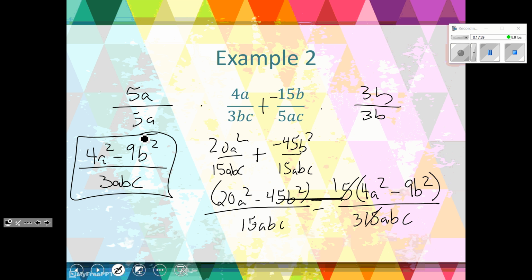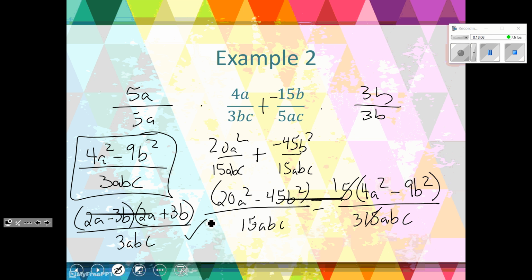If I factor this into 2a and 2a and minus 3b and plus 3b over 3abc, my question is, does anything cancel? No. So here's what I'm going to tell you. If you see a difference of two squares and you factor it all the way out, I'll accept this answer. But this one is the better answer. You only need to factor and simplify if it can help you out, if it can cancel something.